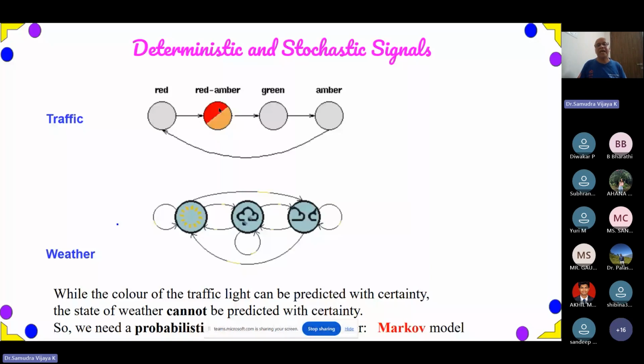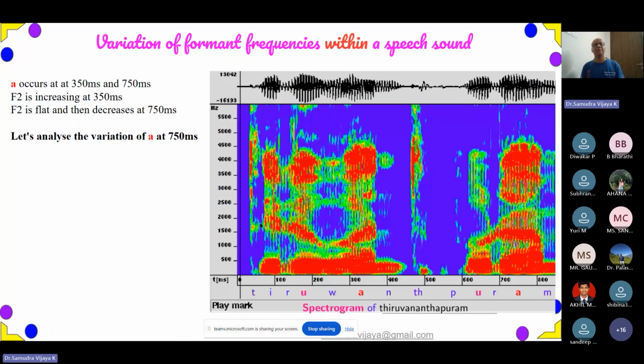On the other hand, think of the weather. You cannot forecast it exactly. You can only predict that tomorrow it will be rainy with 0.7 probability, sunny with 0.2 probability and cloudy with 0.1 probability, and so on. Such signals are called stochastic signals, where we cannot predict with certainty what will happen in the next time instant. So we need a probabilistic model. Somebody called Markov proposed that, and we will use it for modeling speech sounds also.